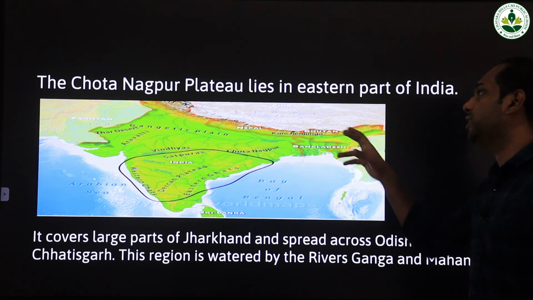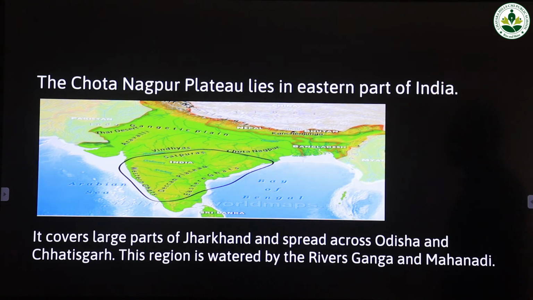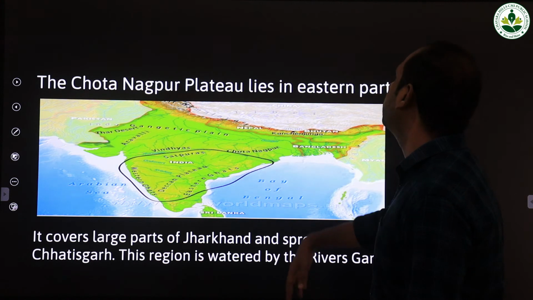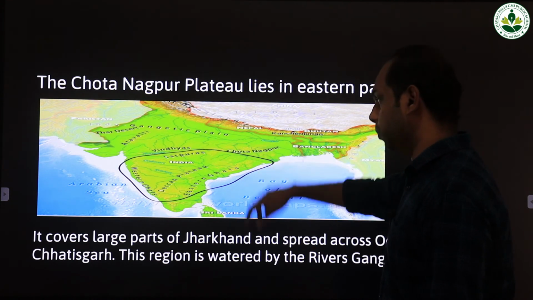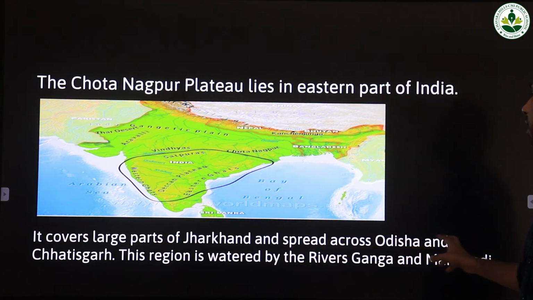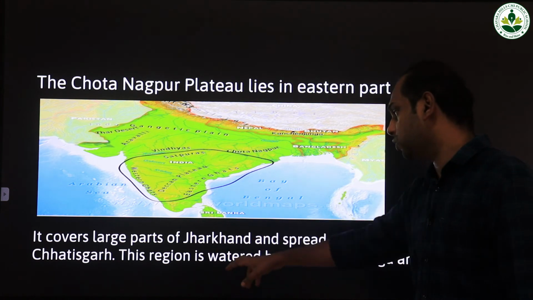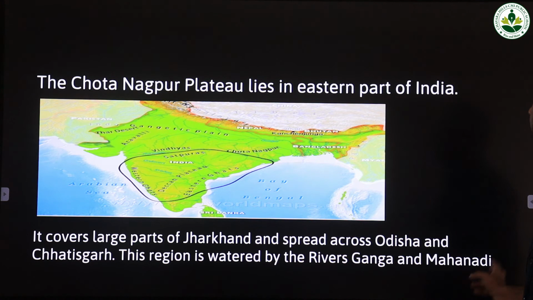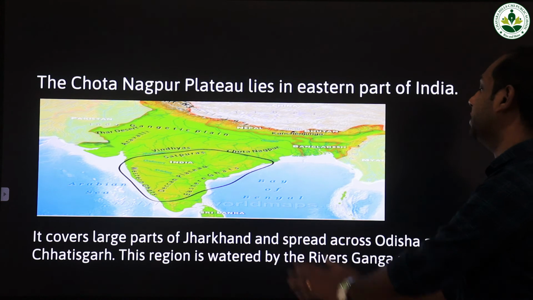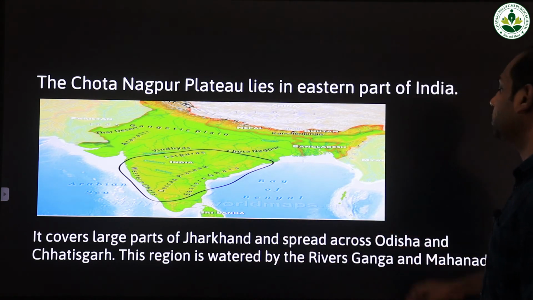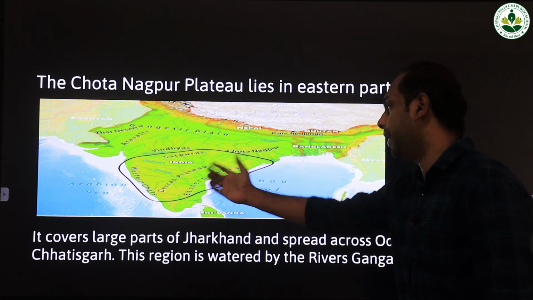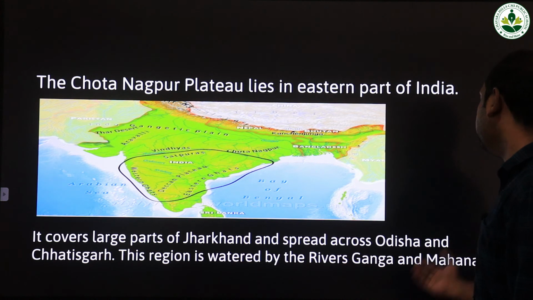Then the Chota Nagpur Plateau lies in the eastern part of India. As you see here in the map, this is the location of Chota Nagpur. It is located in the eastern part of the Southern Plateau. It covers large parts of Jharkhand and spreads across Odisha and Chhattisgarh. This region is watered by the rivers Ganga and Mahanadi. So it spreads across a few states such as Jharkhand, Odisha and Chhattisgarh, and these states are watered by the rivers Ganga and Mahanadi.